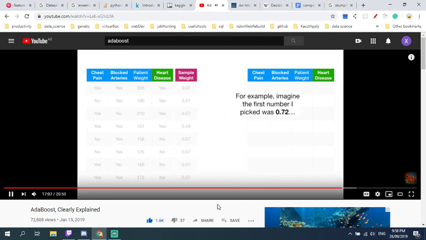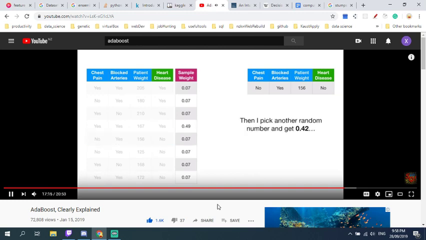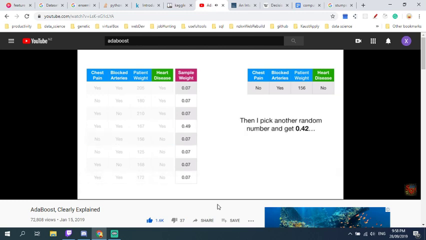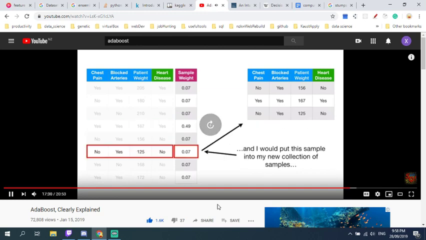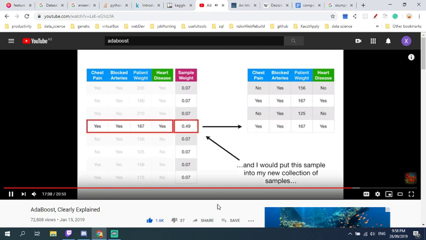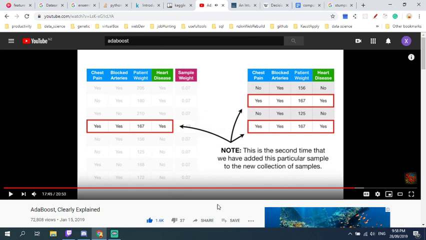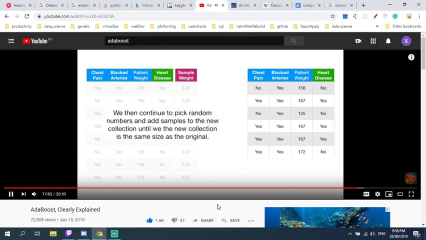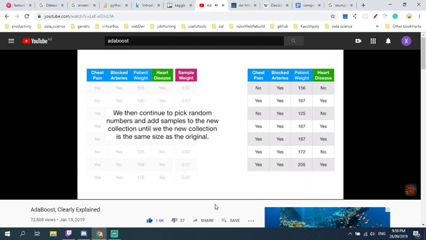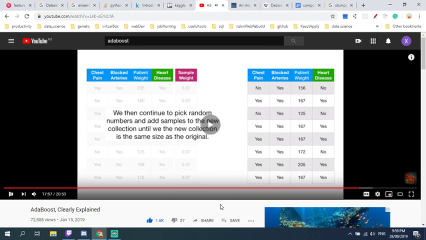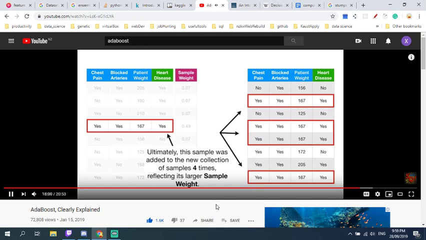Imagine the first number I picked was 0.72. Then I pick another random number and get 0.42. We have added this particular sample to the new collection. We keep adding samples to the new collection until the new collection is the same size as the original. Ultimately, this sample was added to the new collection of samples 4 times, reflecting its larger sample weight.